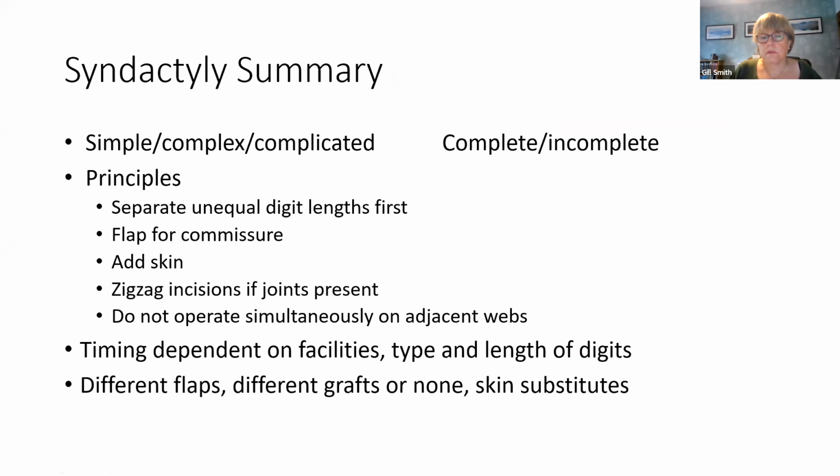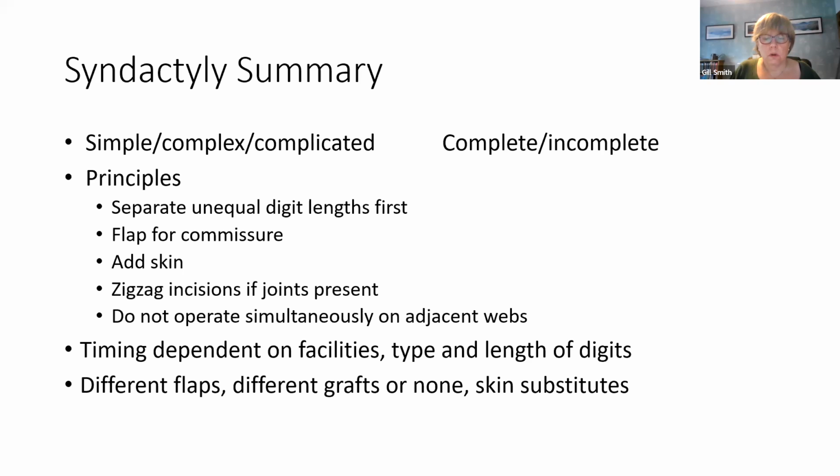As long as you remember that the commissure, the web itself needs a flap. And you need more skin in some form, whether you steal it from a graftless technique, from the dorsum of the hand or the dorsum of the fingers, or whether you take a skin graft or a skin substitute.